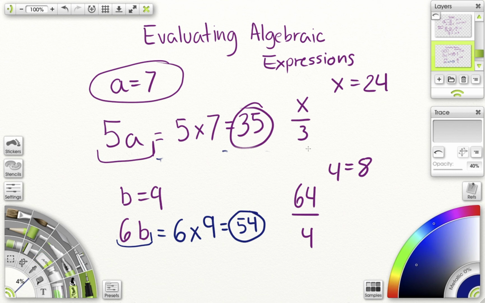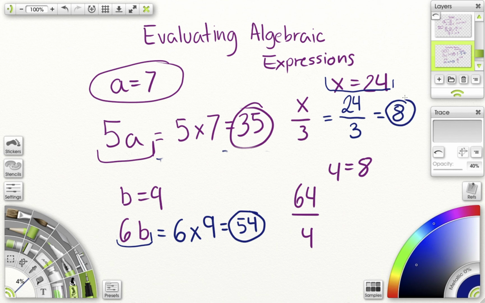All right. Now, let's do our division. X divided by 3. What we're doing is we're trying to figure out what the answer to this problem is. X is given to us, which is 24. So what we do is we do 24, we plug in our number to where the x is, divided by 3. So now I just have to do the problem, 24 divided by 3. 24 divided by 3 is 8. So my answer to this problem is 8.